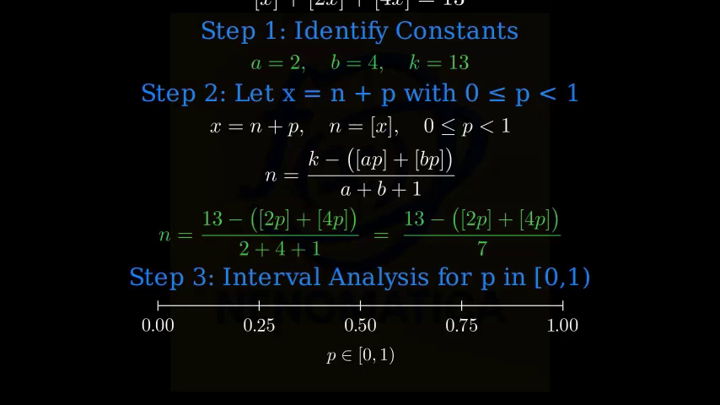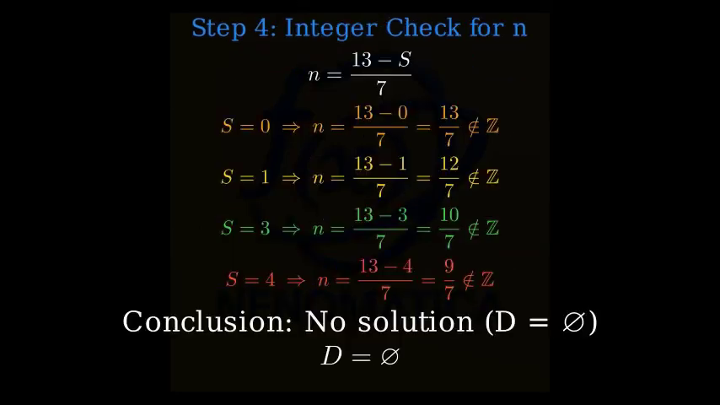If p is between 1/4 and 1/2, floor of 2p is 0 and floor of 4p is 1, so the sum equals 1. If p is between 1/2 and 3/4, floor of 2p is 1 and floor of 4p is 2, so the sum equals 3. If p is between 3/4 and 1, floor of 2p is 1 and floor of 4p is 3, so the sum equals 4.